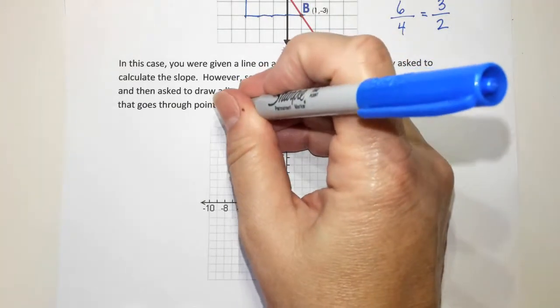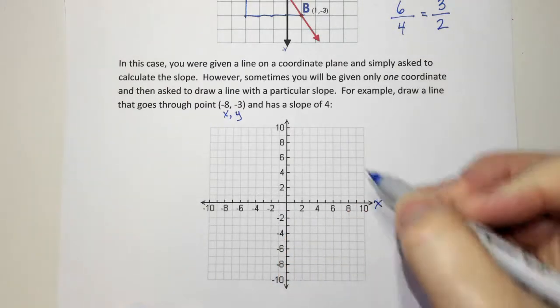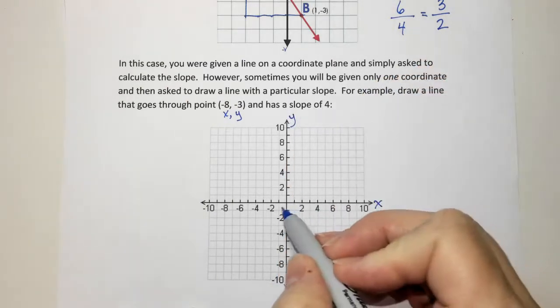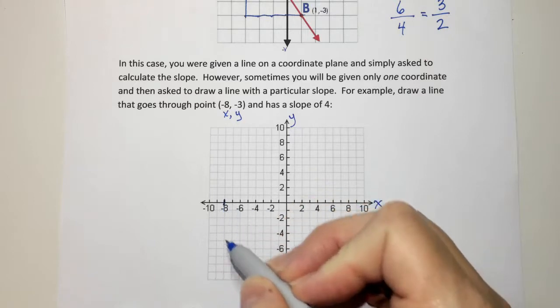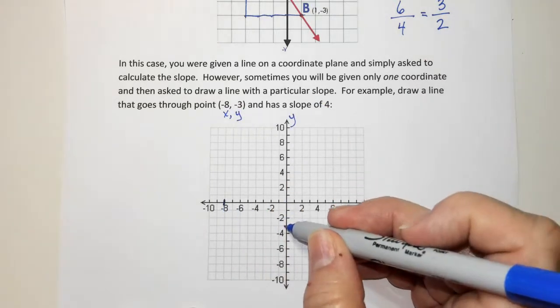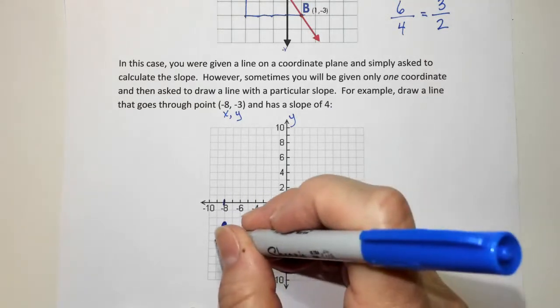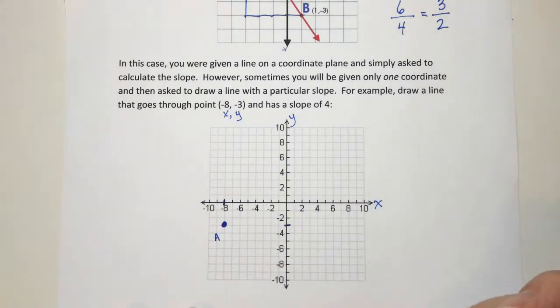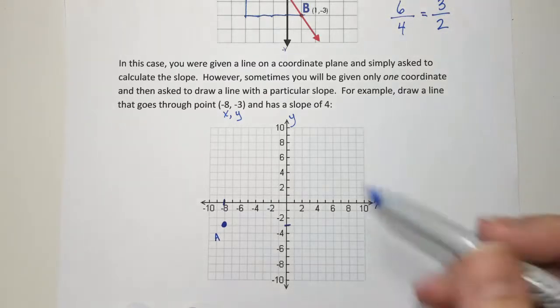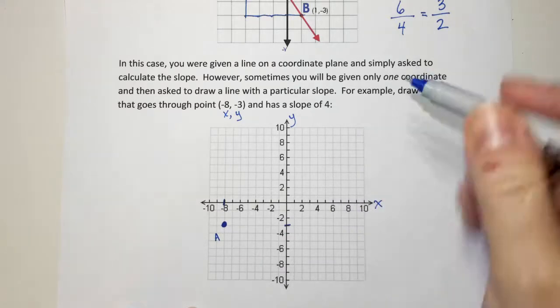Remember, your coordinates are like this, x, y. So on the x-axis, I need to find -8 first. There it is. And that is going to meet the same time with -3 on the y-axis. Here we go. And that is where they meet. Let's call that point A. I don't have enough information to make my line, but I was told that the slope is 4.